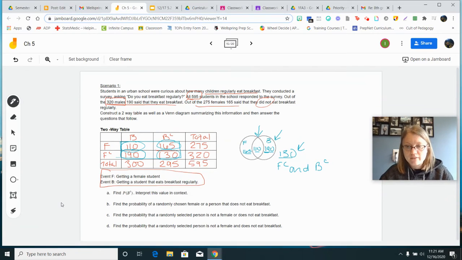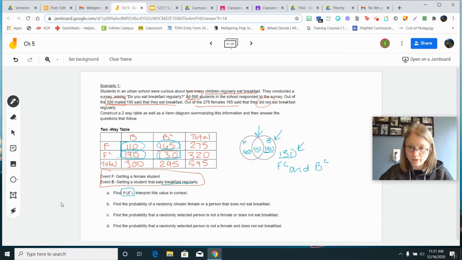Okay, based on what we filled in, answer the questions below. For part A, we're finding B complement. Event B was defined as a student who eats breakfast regularly, so we want to find the probability that we get a student who does not eat breakfast regularly.